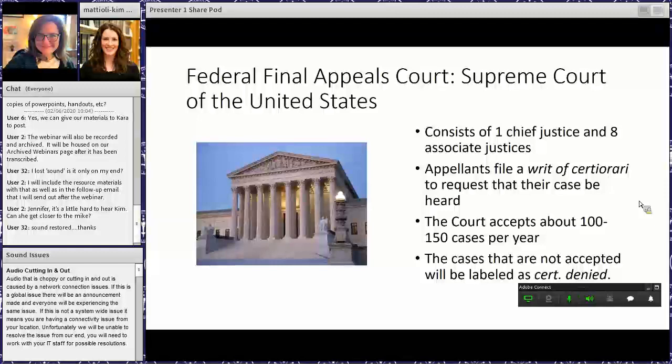Cases that are not accepted will be labeled as cert denied. So if you see that on a case, that just means that they filed an appeal with the Supreme Court, but the Supreme Court decided not to hear it. And then in that case, the circuit court's opinion is the one that will become the law. So the Supreme Court decisions are the final say in legal disputes. Sometimes the Supreme Court does end up reversing its own decisions years down the line, but that's infrequent enough that you can assume that the decisions rendered are going to remain the law of the land.